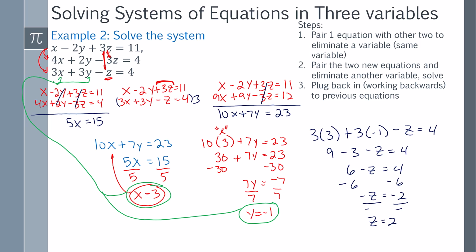Now again, because it was listed as x, y, z as my variables, you're going to list it as a point, x, y, and z.